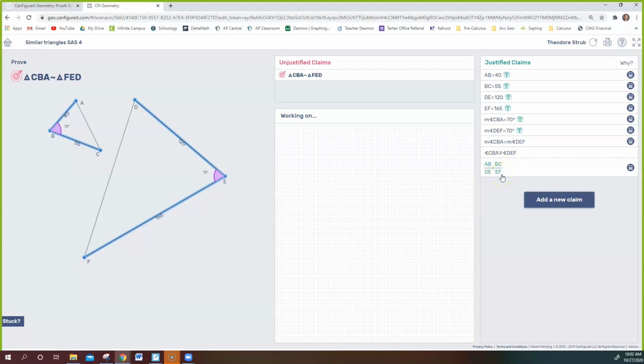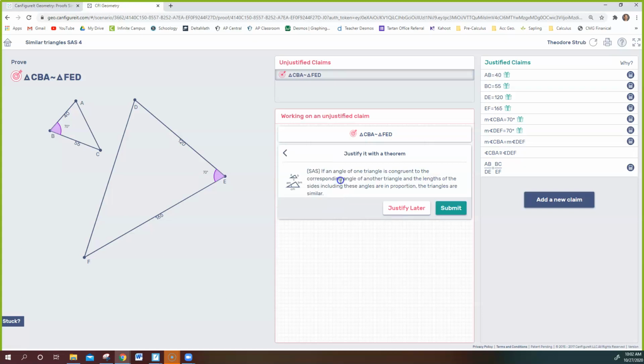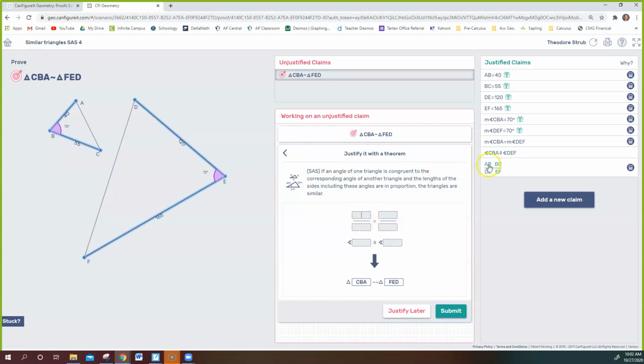And notice when I hover on it, this part lights up. So I have the angle, I have the sides. That's enough to do not angle, angle, not side, side, side, but side, angle, side. If the angle of one triangle is congruent to the corresponding angle of another triangle, and the length of the sides, including these angles, are proportional, then the triangles are similar. So then I have to state my proportions, which notice I can't snap this in here anymore. You have to be very careful. You have to match this ratio exactly. So I'm going to start with AB.